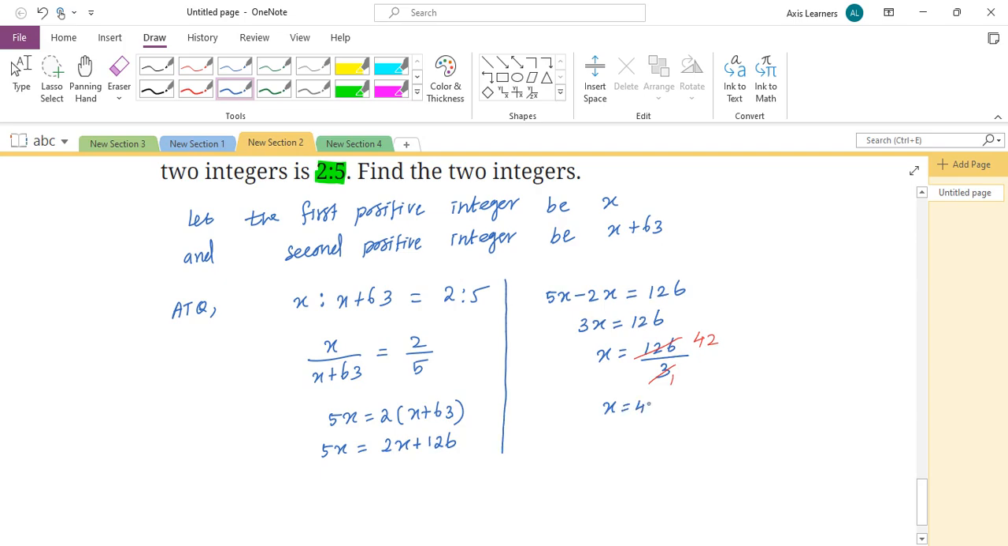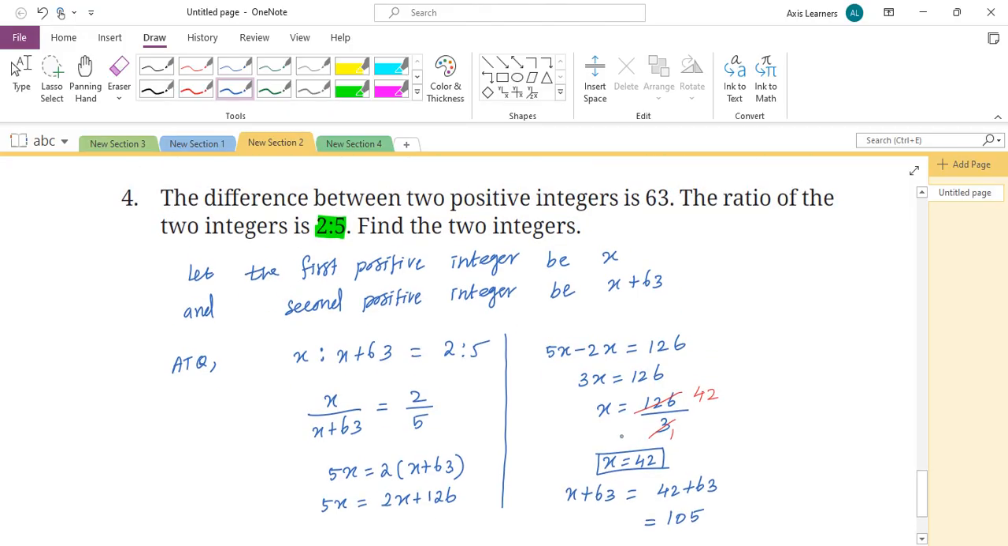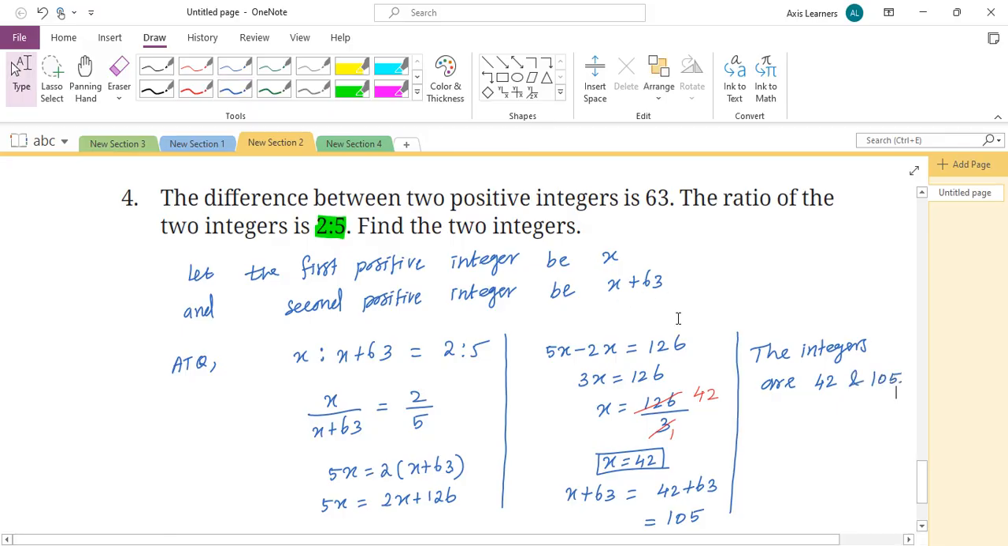Okay. Now we obtained the x value. We need to find the other value, x plus 63. x plus 63 is equal to 42 plus 63. What will we get? 105. Okay. So x plus 63 is 105. We need to find the two integers. So one integer is 42, another integer is 105. Okay. So we can write it. The integers are 42 and 105. Okay, that's all. We finished the fourth question.